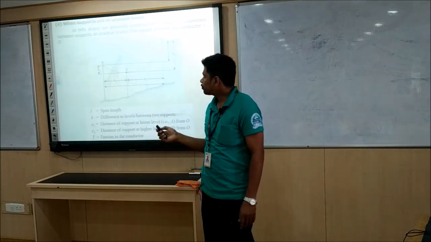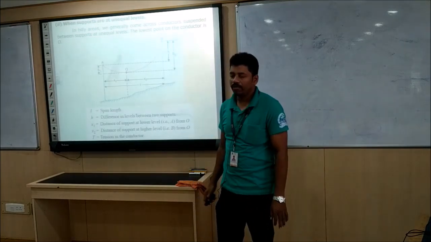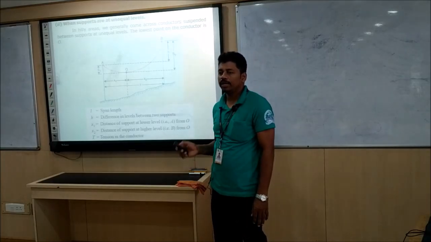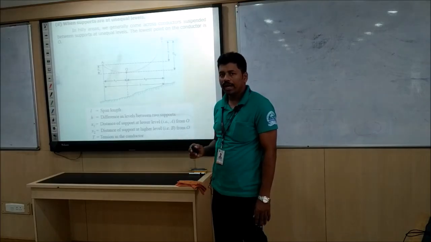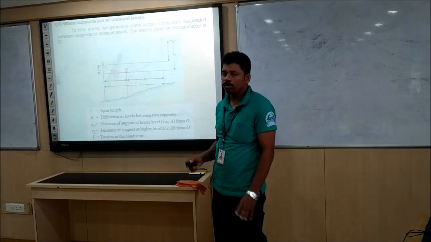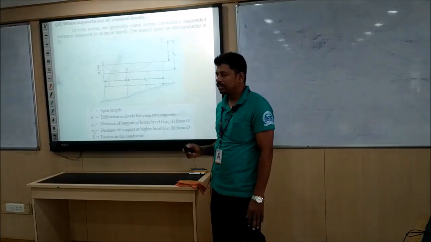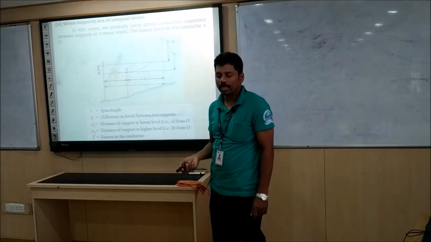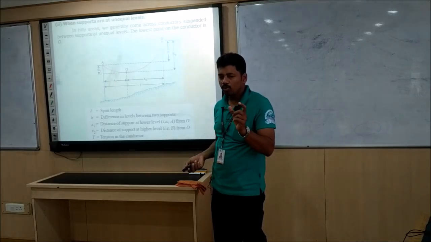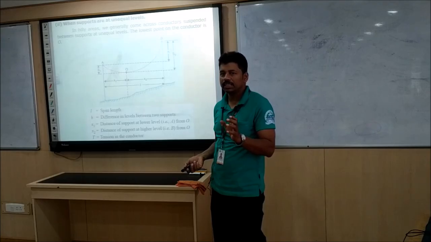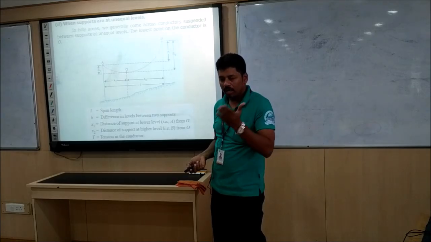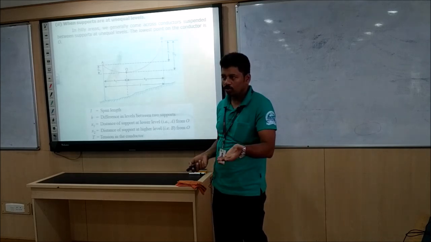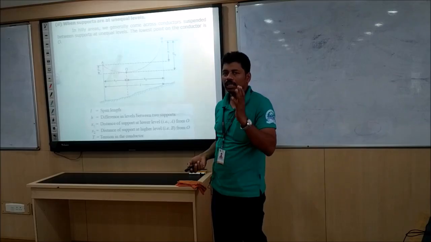This is the formula. When supports are at unequal level, we have to calculate it differently. I said that there are two distances we assume, one is x1, the other is x2. Our aim is to find x1 and x2, and the general formula, whether it is equal level or unequal level, is Wx square by 2T. If we substitute x is equal to L by 2, because in equal level, the value of x means the distance between the support and the lowest point of the conductor. In equal level, it is L by 2. That is why if you substitute L by 2 there, it is WL square by 8T. That is the equal level.